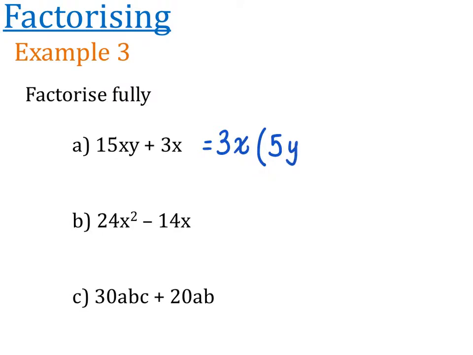Same for the next part. What times by 3x gives us 3x? Well, that's just going to be 1, because anything times by itself. 1 times by, oh no, that was not right. Just ignore me on that one. 3x times by 1 gives me 3x.